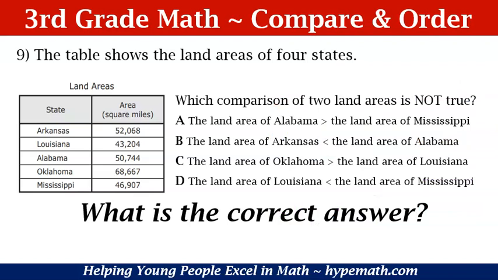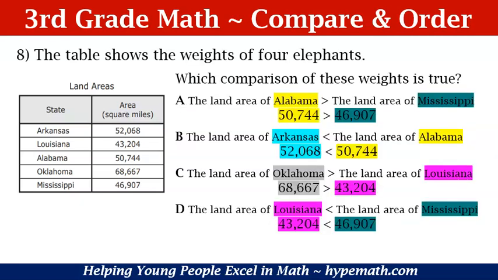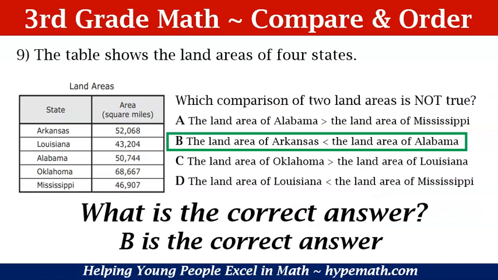Okay, what is our correct answer? Our correct answer is B. The land area of Arkansas is not less than Alabama because, let's look again, we know that 52,068 is actually greater than 50,744. So B is our correct answer, and we are done.